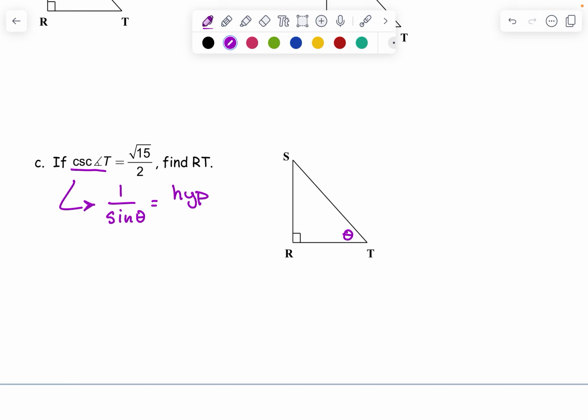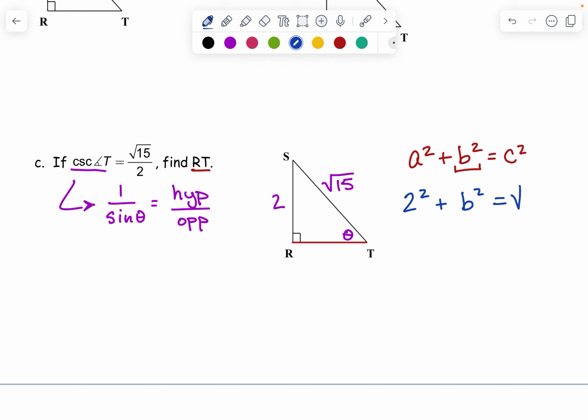So I'm actually going to flip this. It's going to be hypotenuse over opposite. So that's a good place to start. My hypotenuse of this triangle is the square root of 15, and my opposite is 2. Now, I need to find RT. That is the missing side right here. Now, again, I can just do this using the Pythagorean theorem. If I do not know the side of this triangle, the leg, I can just plug in the numbers I do know and solve for the unknown.